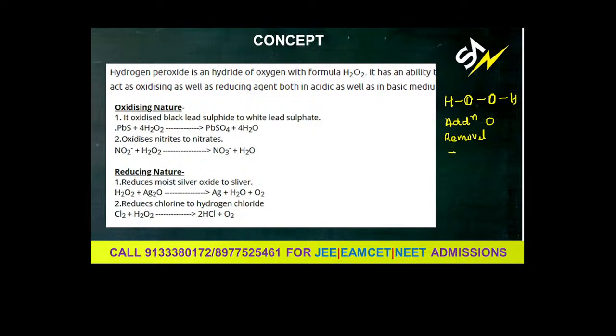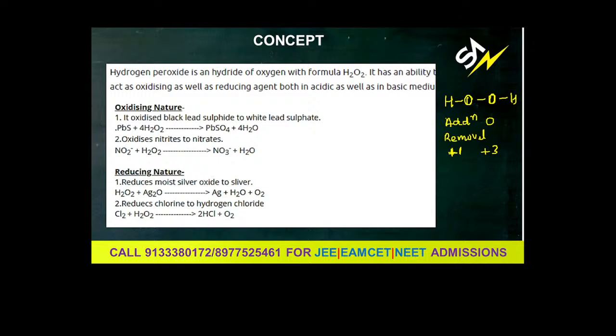Third one, increasing oxidation number. For example, oxidation number +1 becomes +3 or +2. Here the oxidation number is increased from +1 to +3 or +4. So increasing oxidation number is also called oxidation. These are the definitions of oxidation. What is the first one? Addition of oxygen, removal of electron, increasing oxidation number is called oxidation.